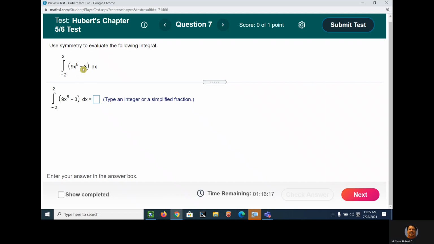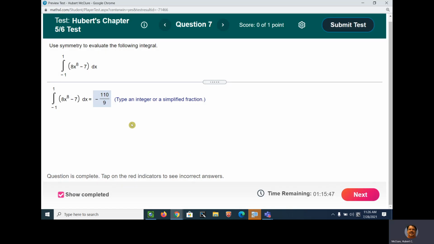Another one, same thing. I would do 0 to 2 and then multiply it by 2. That's what I would do. And you can break that up into 2. Take the 9 out, break it up. The antiderivative of x to the 8 minus the antiderivative of 3. I'll start that one off for you. Let's do one with the answer.